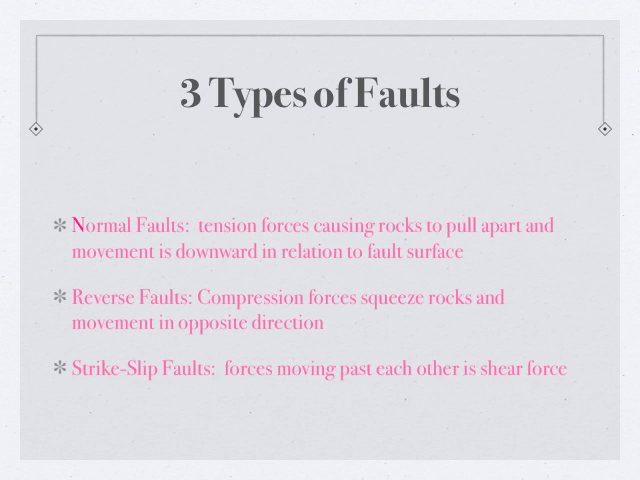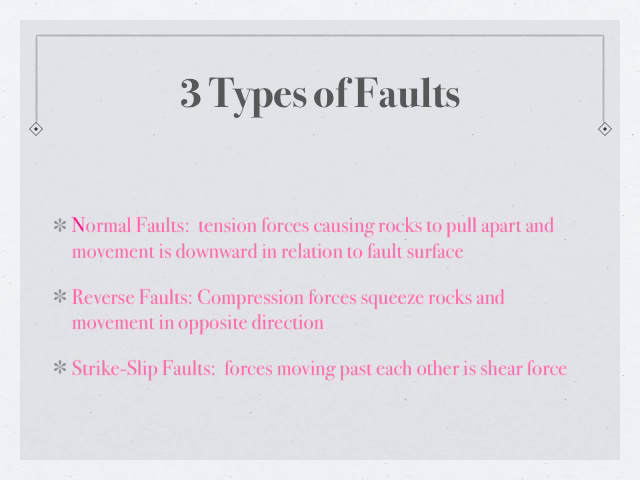Number one, we have normal faults. The type of stress or force we're talking about here is called tension forces, and this causes your rocks to pull apart. They're divergent. And the movement is in a downward relationship to the fault surface. So you're going to get the movement apart, which makes that area thin in the middle, but you're also getting movement downward in relationship to that initial fault surface. That's called the normal fault.